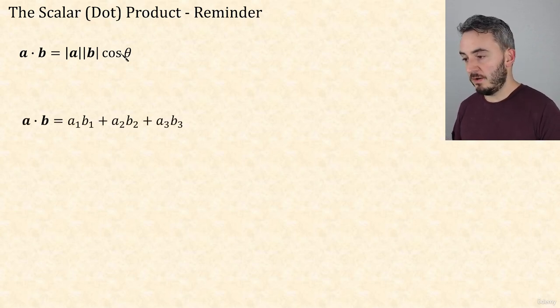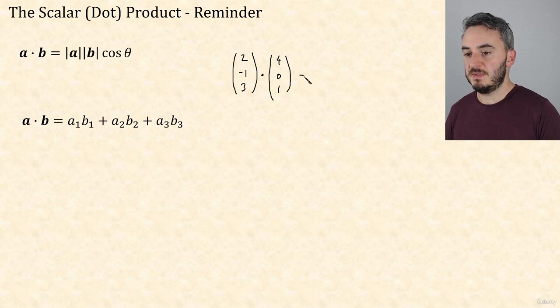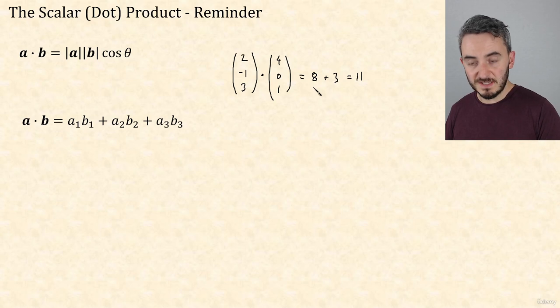Now, it turns out that there's also another way to work out the dot product. For instance, and I'm considering 3D vectors here, but this could be scaled up. For example, if your A was the vector 2, minus 1, 3, and your vector B was 4, 0, 1, and you dotted them together using this formula, we get 2 times 4 is 8, plus minus 1 times 0, plus 3 times 1. We get that the dot product of those two vectors is 11.